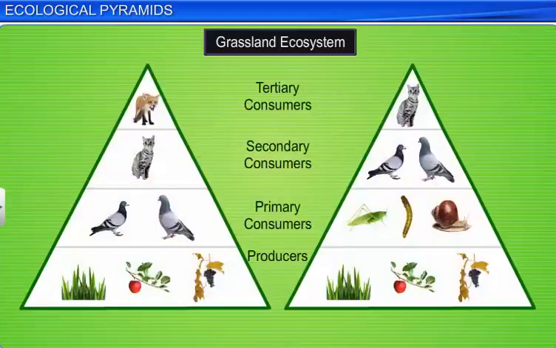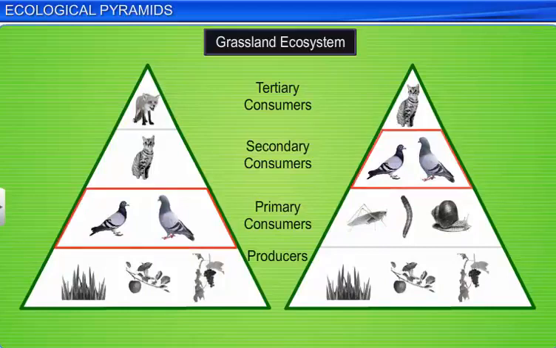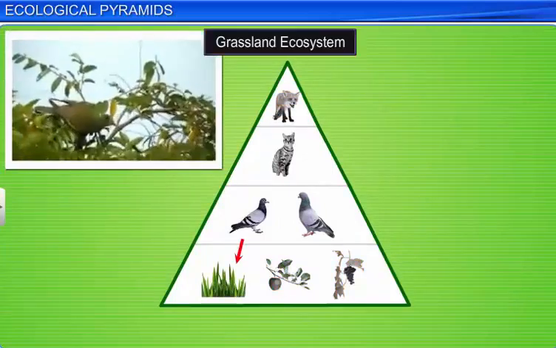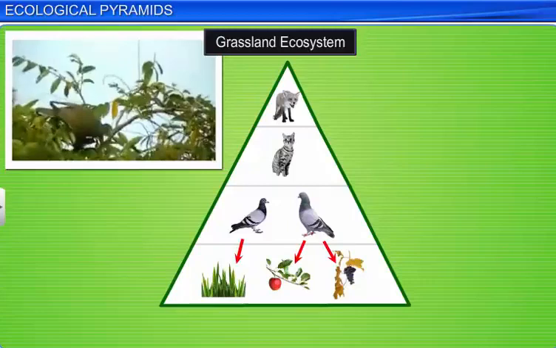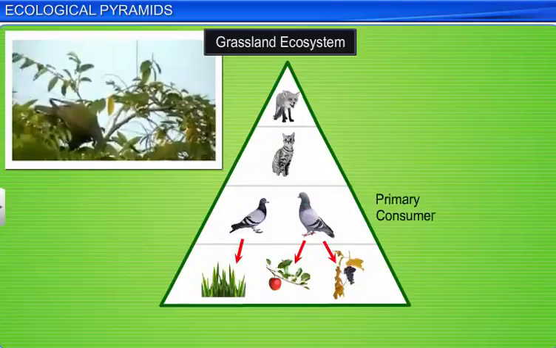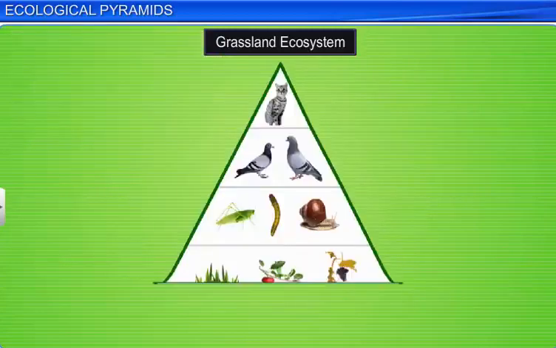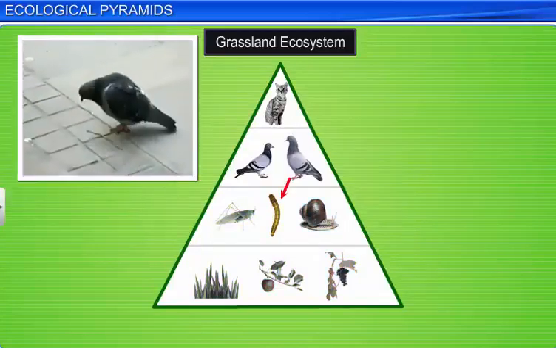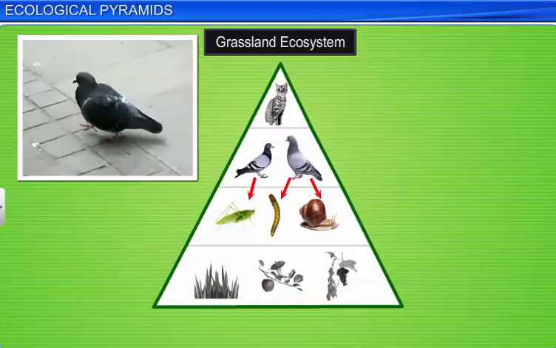However, it is also possible that a given organism simultaneously occupies more than one trophic level in the same ecosystem. For example, when a pigeon consumes grains and fruits, it is a primary consumer. Conversely, when the same pigeon consumes worms and insects, it becomes a secondary consumer.